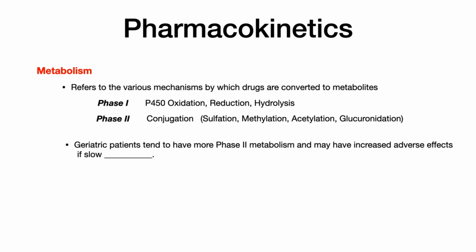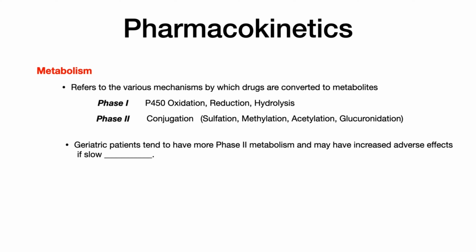So if you get a question on USMLE or COMLEX and they either describe to you in the vignette or use some type of image or graph to show you that the person's functioning for sulfation, methylation, acetylation, or glucuronidation is slow, then if you can't metabolize drugs using those mechanisms, the drug could build up in the person's system and therefore be toxic, and they would experience adverse effects.